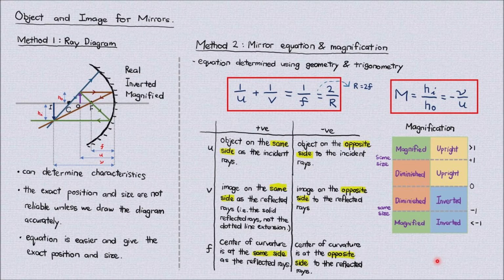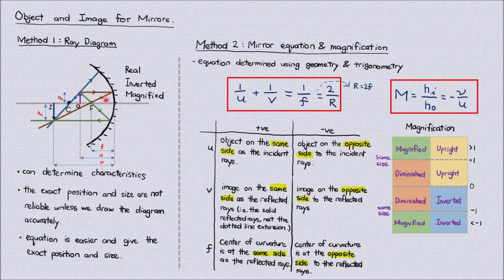Chapter 7 on geometrical optics consists of 3 subtopics. The first subtopic is on spherical mirrors, where you learn how light is reflected off a curved mirror, be it a concave mirror or a convex mirror.